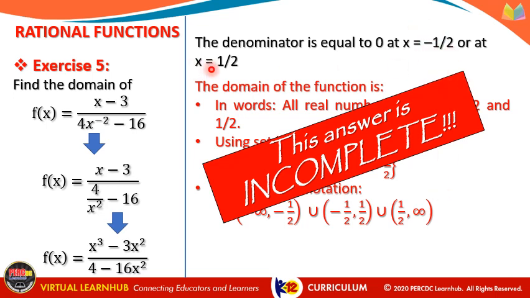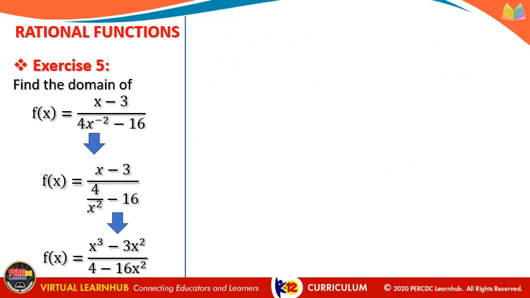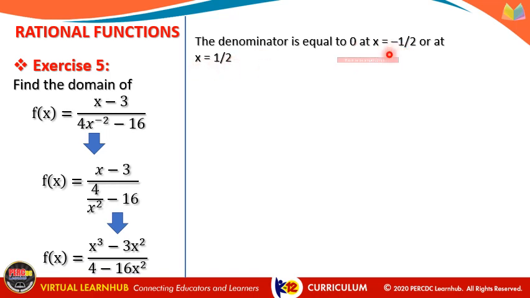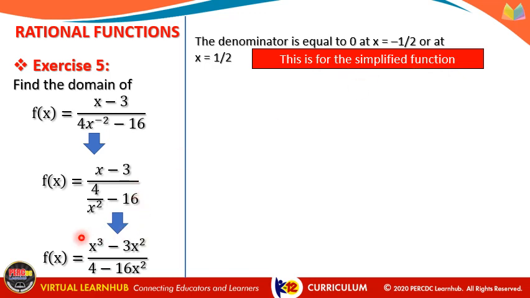Nakuha mo naman yung negative 1/2 at 1/2. Tama naman na hindi sila kasama sa domain. Kaya lang medyo kulang yung solution natin. Bakit kulang yung solution? Again, kagaya ng nabanggit ko kanina, lagi tayong bumalik doon sa original function. Okay? Yung x is negative 1/2, x equals 1/2 na mga iiwasang value ay para sa simplified function. Para yun kay x cubed minus 3x squared over 4 minus 16x squared. Para sa kanya yon. Paano dun sa original?